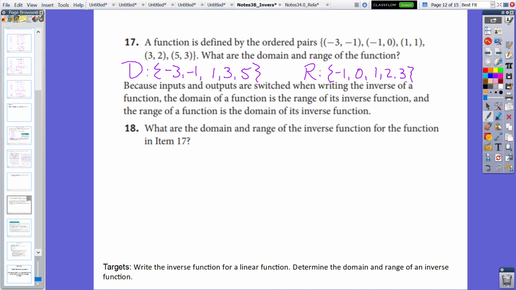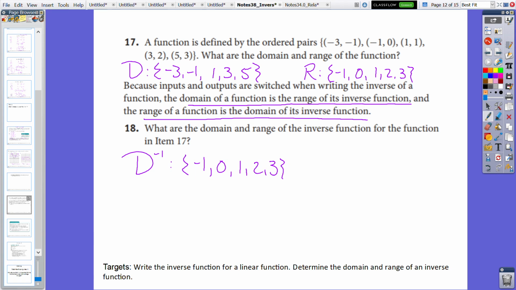Take a look at this part right here, if you're following along in the Springboard book. Because inputs and outputs are switched when writing the inverse of a function, the domain of a function is the range of its inverse, and the range of the function is the domain of its inverse. So essentially, if we're looking at the inverse function, our domain and range just switch roles. So the domain of the inverse is now -1, 0, 1, 2, and 3, and the range of the inverse is the old domain of the original function: -3, -1, 1, 3, and 5.